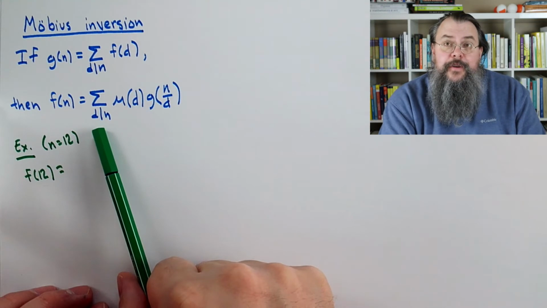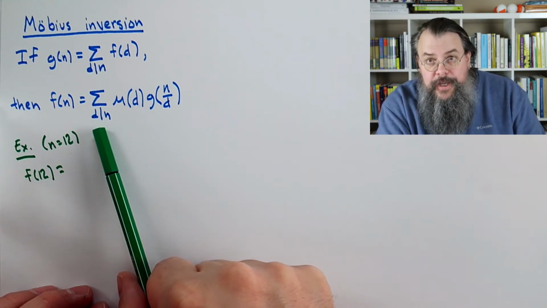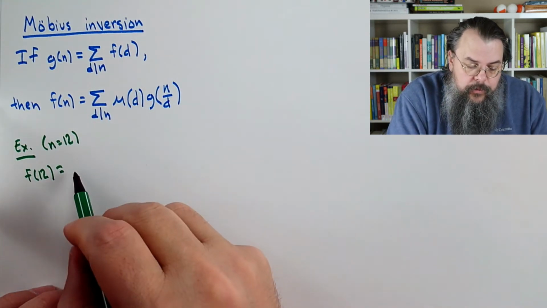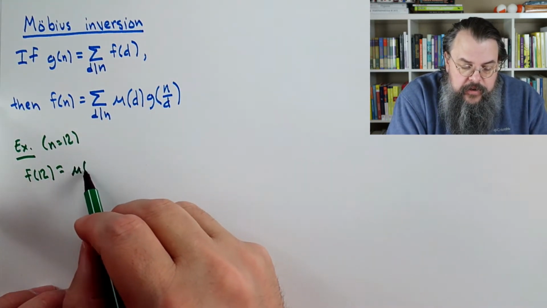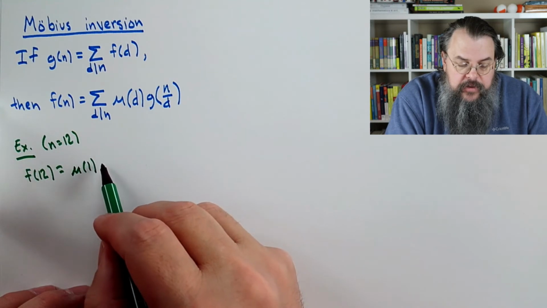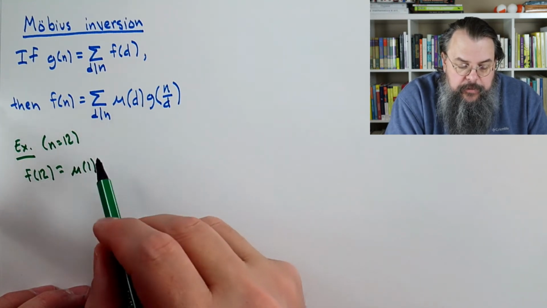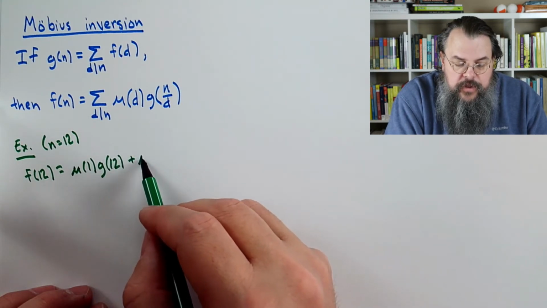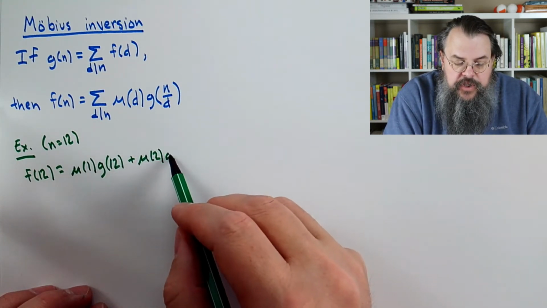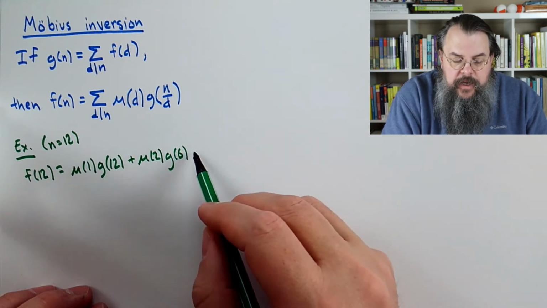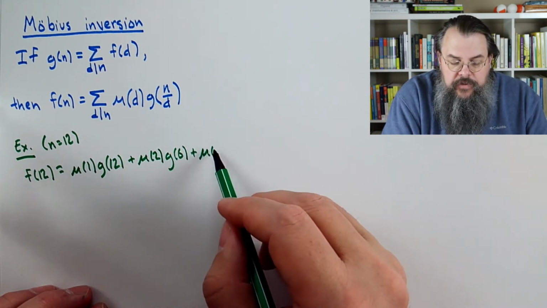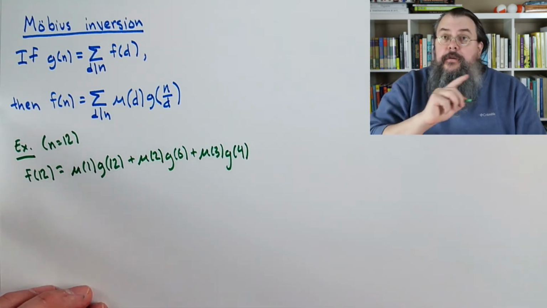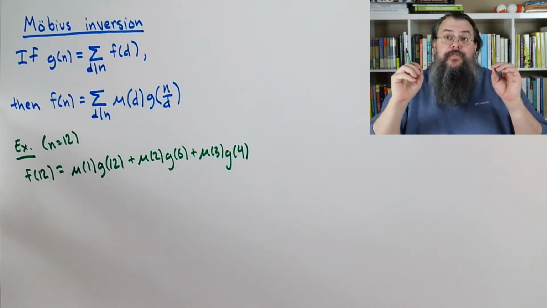Well, we only care about the ones which are square free, which means I don't want anything with the 4 in it. So we have 1. That's a nice square free divisor. So mu of 1, and that would be g of 12 over 1, which is g of 12. We have 2, mu of 2. That would be g of 6. We have 3, mu of 3, g of 4. We can do 4. We're not going to look at it because mu of 4 is 0.